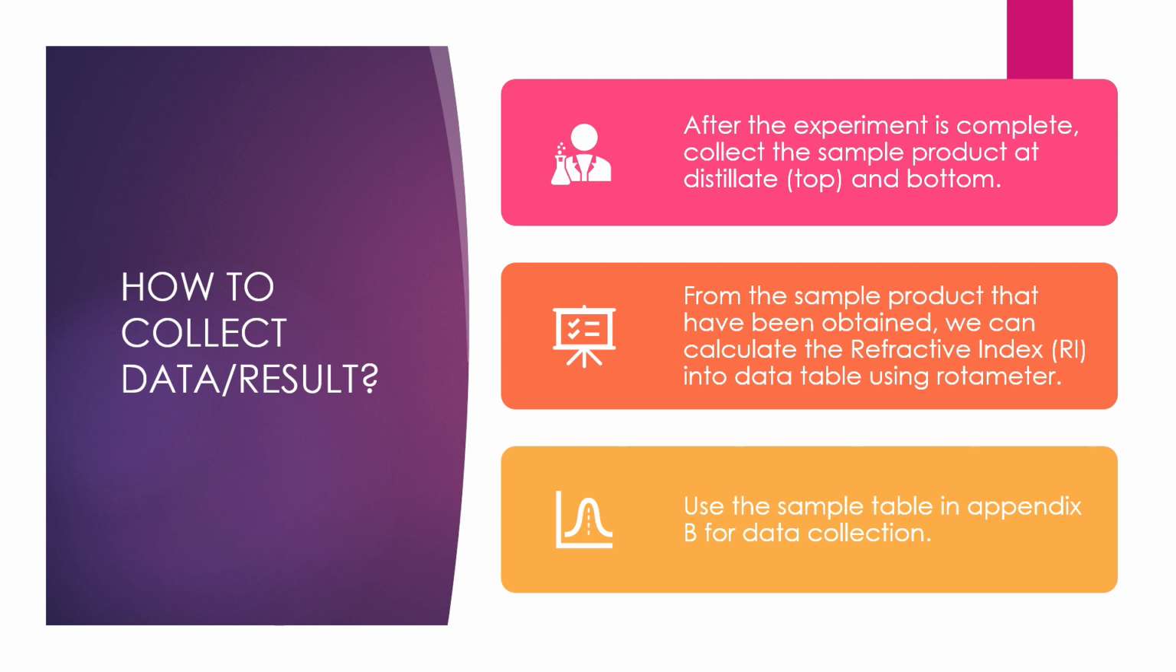How to collect data results? After the experiment is complete, collect the sample product at the distillate and bottom. From the sample product that has been obtained, we can read the refractive index into the data table using a refractometer. Use the sample table in Appendix B for data collection.